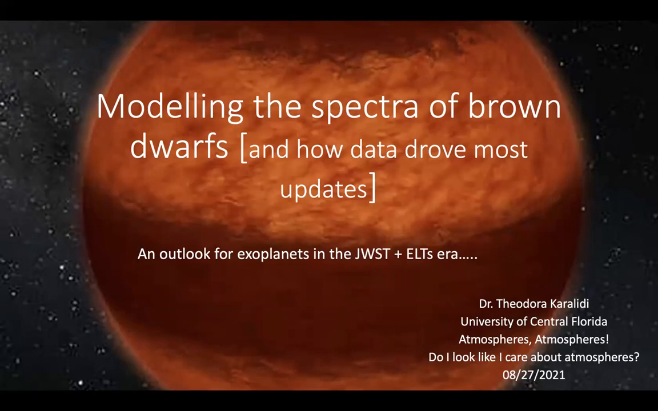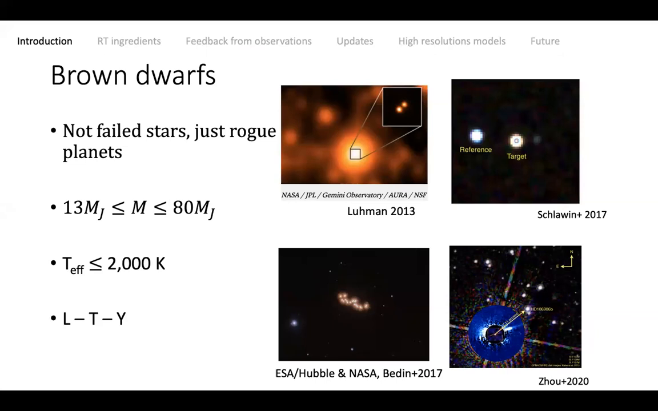And I think it's a great outlook for what you can expect for exoplanets in the coming James Webb and ELTs era. But just so that we get everybody on the same basis, I thought of recapping what brown dwarfs are first. I know a lot of you think of them as failed stars, but I hope by the end of this session, you are more convinced that they are actually rogue planets. They may be forming in a different way, but they have atmospheres that are more planetary-like than stars. And for masses, we are looking in the mass regime of 13 to 80 Jupiter masses.